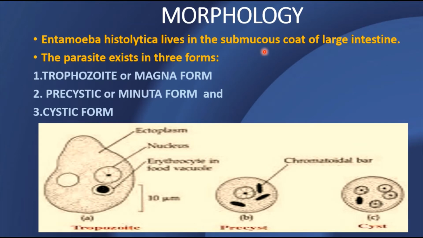Then moving to the morphology of Entamoeba histolytica. As I told you, it lives in the submucous coat of the large intestine. And this parasite exists mainly in three forms. What are those three forms? One is the trophozoite form, also called the magna form or vegetative form. The second is the precystic form or minuta form. And the third is the cystic form. Let's discuss all these forms in detail now.